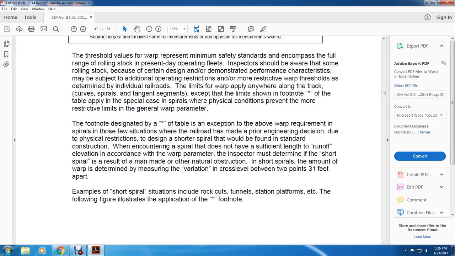When encountering a spiral that does not have sufficient length to run off the elevation in accordance with the warp parameter, the inspector must determine the short spiral and its result with the man-made or natural obstruction. The short spiral's amount of warp is determined by measuring the variation in cross level between 2 points 31 feet apart. Examples of short spiral situations include rock cuts, tunnels, station platforms, etc., with the following figures illustrating the application of the footnote.